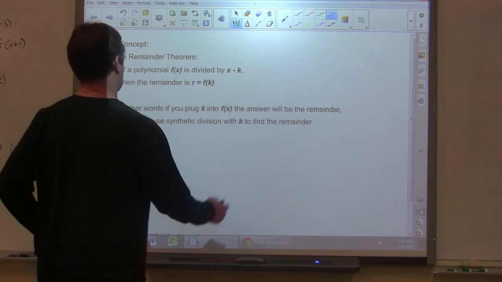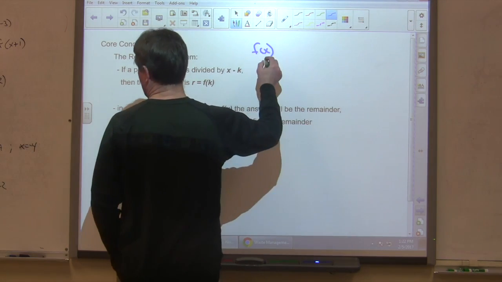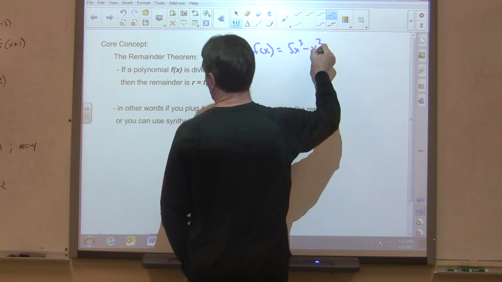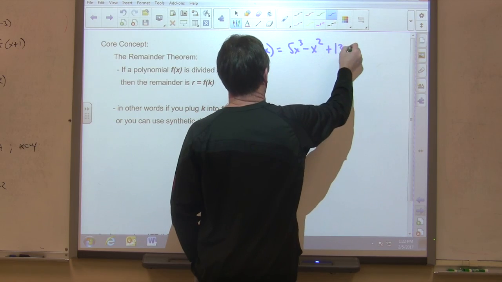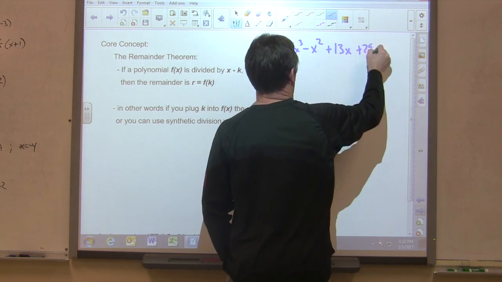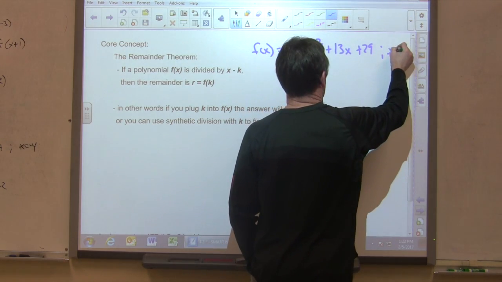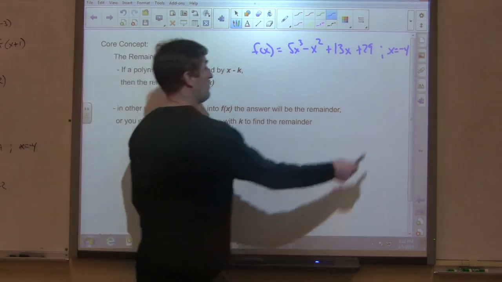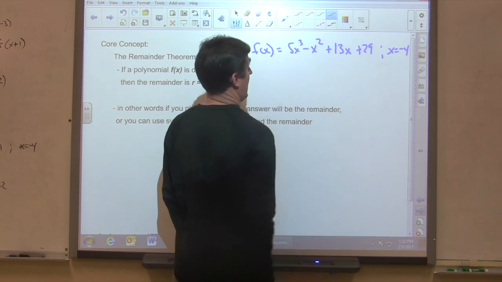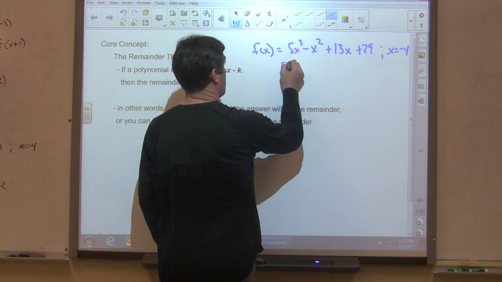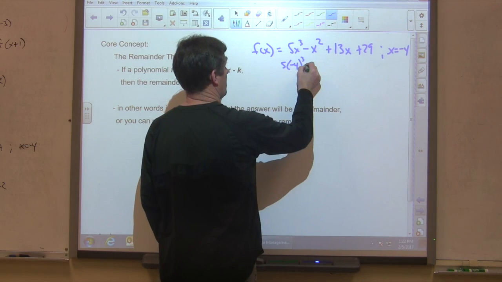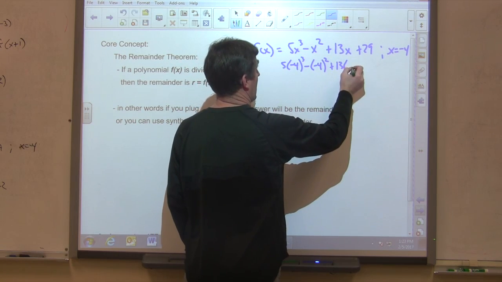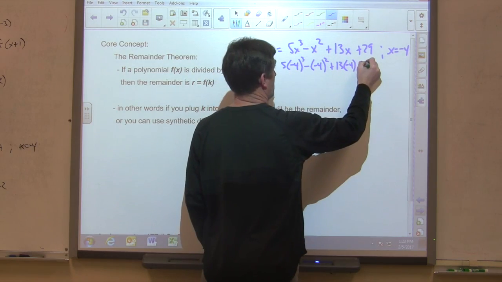So if we look at a problem, let's say our f of x is 5x to the third minus x squared plus 13x plus 29, and they tell you find the value when x equals negative 4. So the old way to do this would be to plug negative 4 in here and get the answer. So you'd have to go 5 times negative 4 to the third minus negative 4 to the second plus 13 times a negative 4 plus 29.